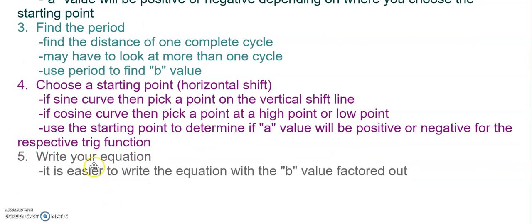Then our last thing is we're actually going to write the equation. So once we have all this information, we should be able to write the equation. And remember, we can write the equation with what we refer to as a B value factored out. That is usually going to be easier to write the equation in that form, because then we can actually see the horizontal shift in the equation. But ultimately, it's up to you.